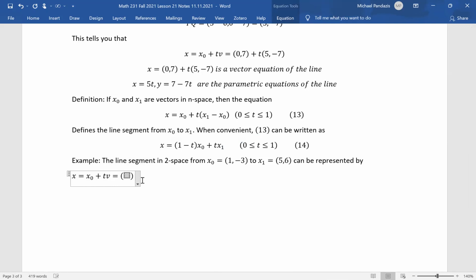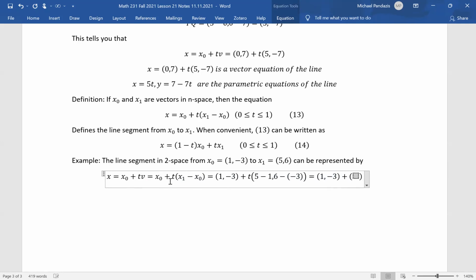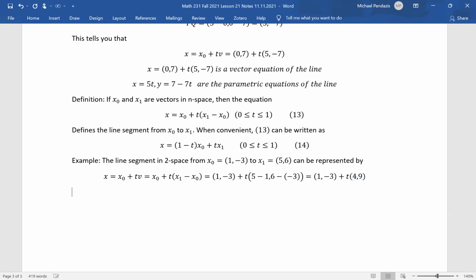Okay, so X equals X naught plus TV, where X naught is the point. So it's the line segment from, so our previous equation said that you take X naught plus T times the vector X1 minus X naught. And so X naught here is (1, -3), your initial point, plus T times (X1 minus X naught). So this is (5 minus 1, 6 minus -3). Okay, and so then this is equal to (1, -3) plus T times (4, 9), since 5 minus 1 is 4, and 6 minus -3, 6 plus 3, is 9. So we now have X is equal to (1, -3) plus T times (4, 9).